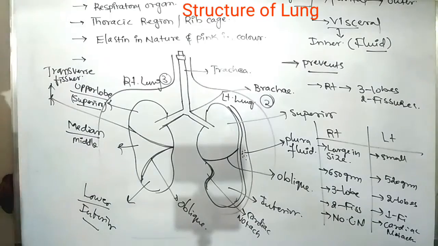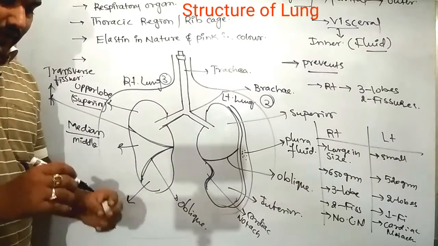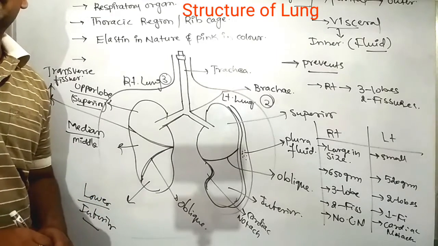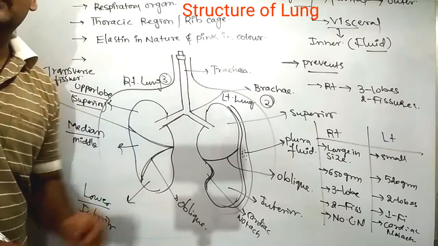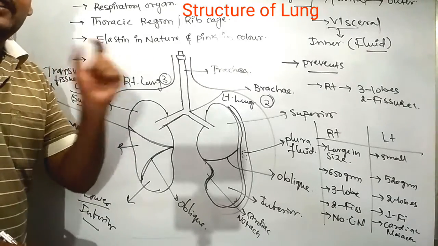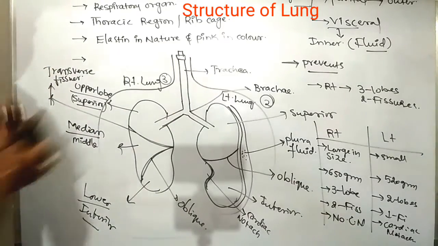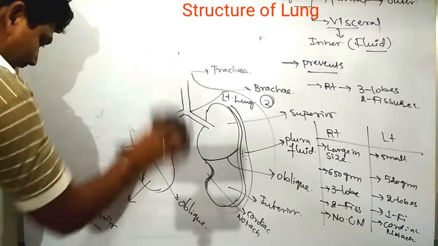Are you clear? Yes, this is the structure of the lung. Okay, next we move forward. The structural unit of the lung is known as the alveoli. Next we are discussing the structure and functions of the alveoli. The alveoli are made up of different types of epithelial membranes. What is the alveoli?